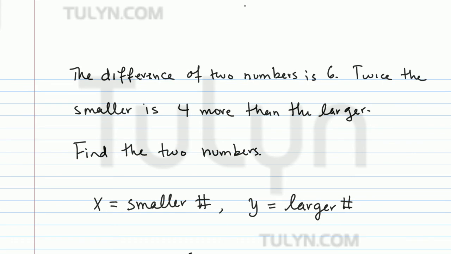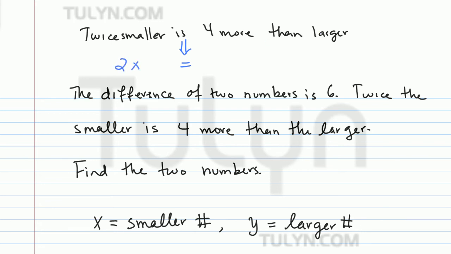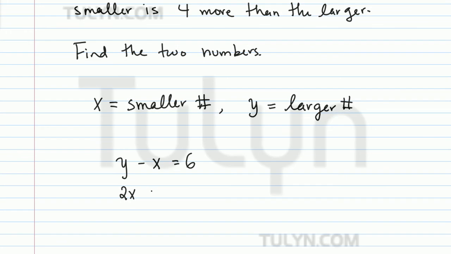So let's translate this sentence straight. Let me actually go up here and rewrite it. Twice the smaller is 4 more than the larger. So the way we translate it is pretty much straight, where "is" is equivalent to the equal sign, and then we have twice the smaller number, so 2 times x is 4 more than the larger. So we have the larger and then 4 more. So that's the second equation we've got. So we have 2x equals y plus 4, right?